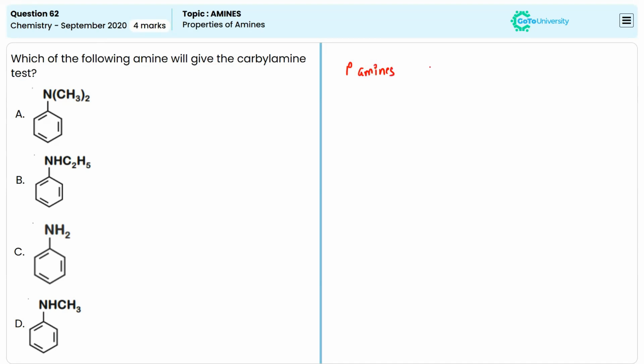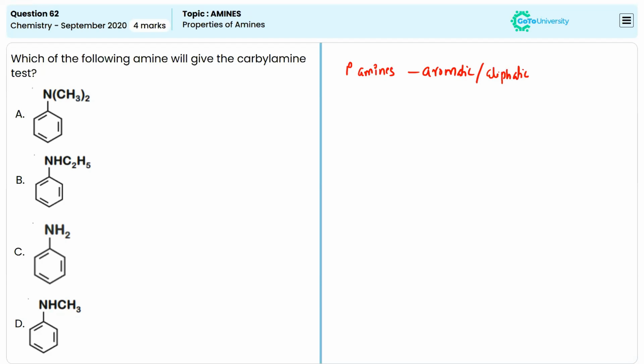Primary amines, both aromatic and aliphatic, can give the carbylamine test. So the carbylamine reaction is induced by primary amines which are aromatic and aliphatic. What is the reaction happening here? Aniline gives the carbylamine test because it is the main aromatic amine, right? So aniline is the compound.